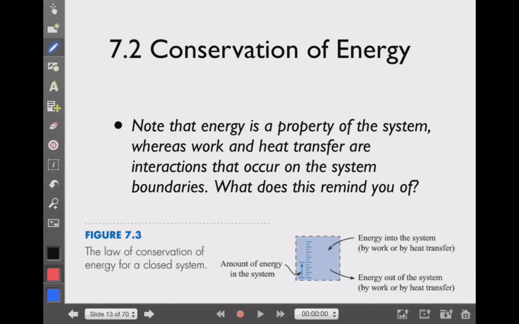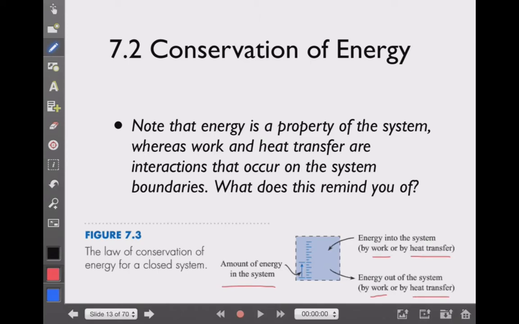Note that the energy is a property of the system, whereas work and heat transfer are interactions that are occurring across the system boundaries. And so figure 7.3 shows this. We have some amount of energy in the system, but we can change the energy of the system by either work or heat transfer. And we can extract energy out of that by either work or heat transfer as well.